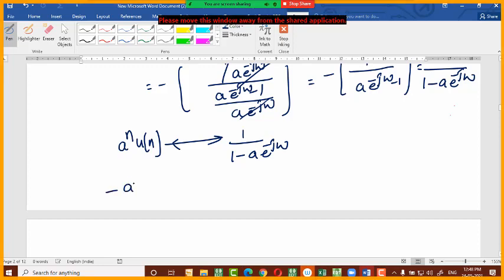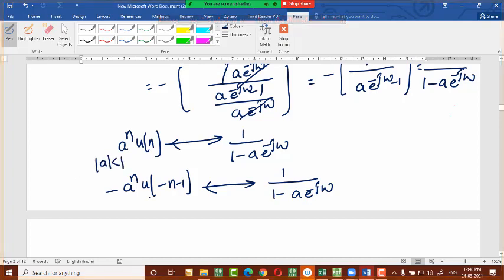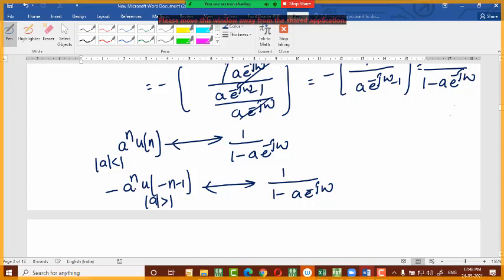And now we have done the second problem, that is minus a power n into u of minus n minus 1. For this also you got the same answer, 1 by 1 minus a into e power minus j omega. Same answer you will get. But here modulus of a is less than 1, here modulus of a is greater than 1. That is the change. By seeing, these two answers are same, but the problem is different, because in the first case the a value should be less than 1. So 1 by 2, 1 by 3, 1 by 4, 3 by 4, like that only you will get the problems like this. But in the second one you cannot take this 1 by 2.